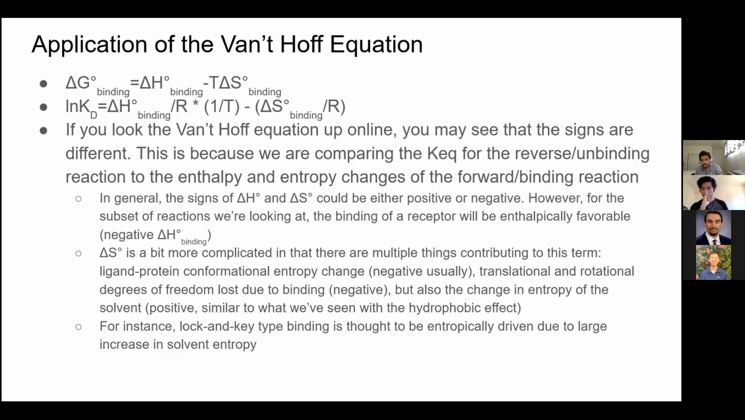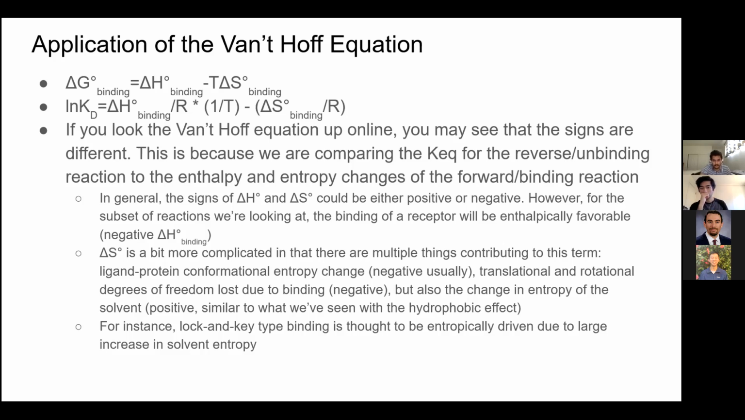But your delta S naught is a bit more interesting in that it could be on either side, positive or negative. And this may seem weird because you think, okay, a free ligand binding to a receptor, that's two things going into one. So therefore entropy should be negative. But that only is part of the story. You have to think in terms of, yes, you do have this translational and rotational degrees of freedom loss. And you also have often conformational changes and restrictions when bound, but there's also the entropy of the solvent.